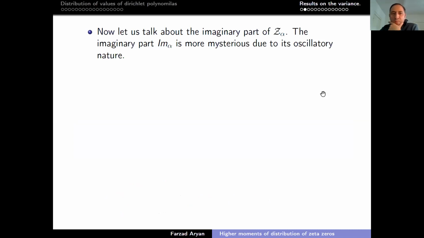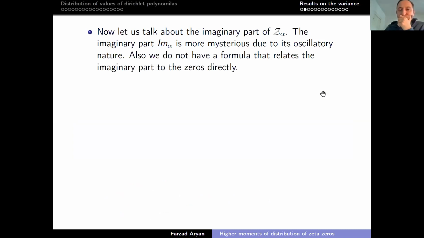Now let's talk about the imaginary part. As I said tons about the real part, the real part is much better understood than the imaginary part. The imaginary part is much more mysterious because it has more oscillatory nature. But let me say what we know, and let me explain why it's harder to get results on the values of the imaginary part.